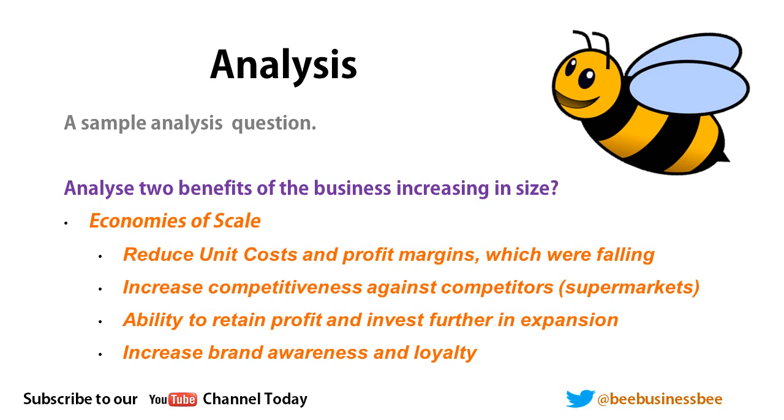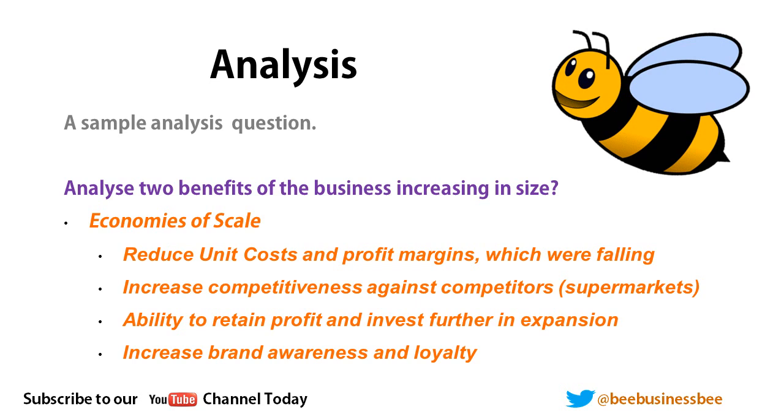If they can get their unit cost down and they can actually increase their profit margins, that makes them more competitive, something that they are not doing at the moment. Again, that's at least the next point. It makes them more competitive against their competitors. The supermarkets name them. It's important because the supermarkets have large economies of scale, remember.